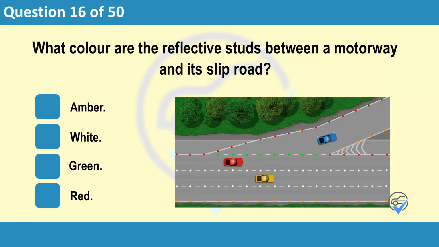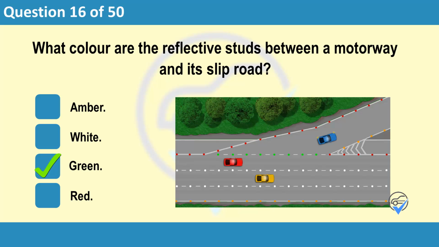What colour are the reflective studs between a motorway and its slip road? Amber, white, green, red. The studs between the carriageway and the hard shoulder are normally red. These change to green where there's a slip road, helping you to identify slip roads when visibility is poor or when it's dark.